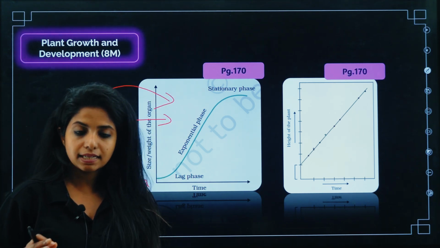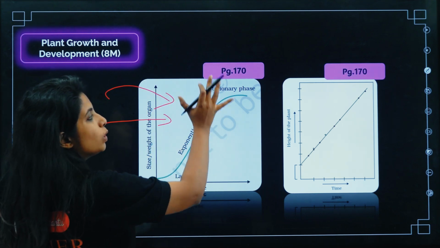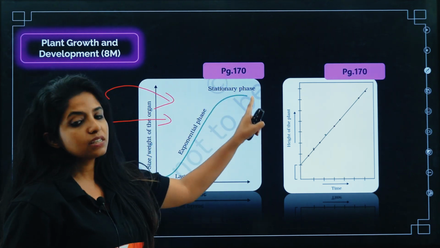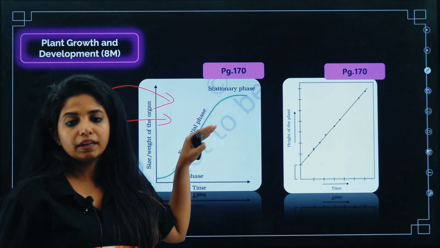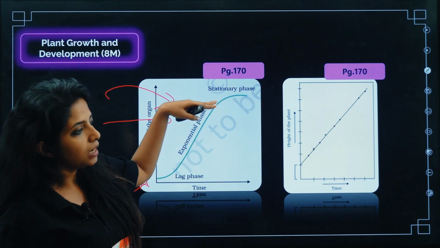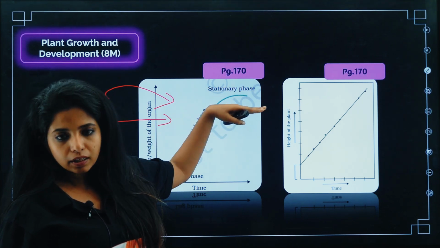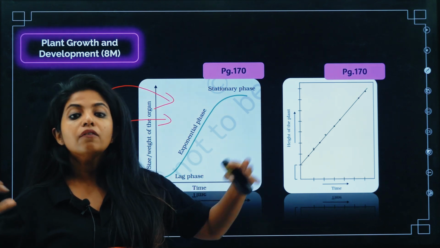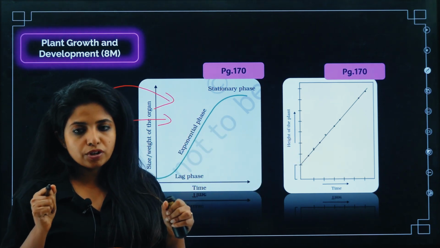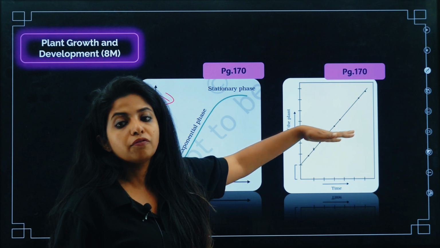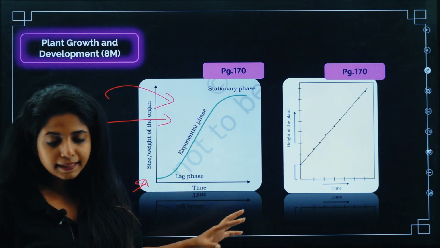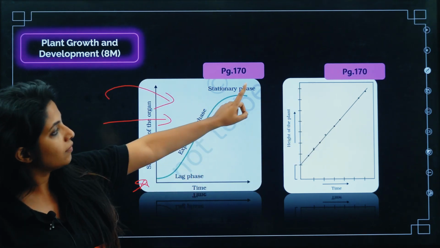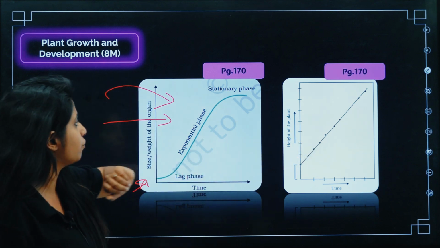Please understand the picture really well. What is the concept behind it? Why is there a stationary phase? Because the resources are limited, my dear children. The growth would not go beyond a limit, because the resources are not infinite. You have finite resources. Over here we assume there are infinite resources and growth just goes on. So these are basic things you should be aware of. You would find it on page number 170, on the same page.